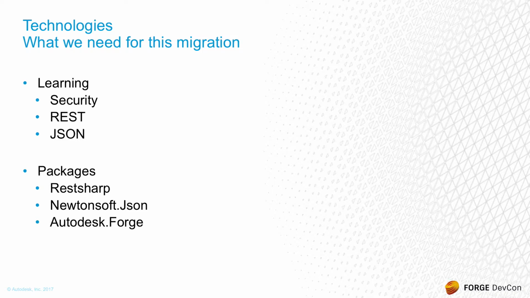REST is a common concept. It's basically a protocol used to transfer data from server to client and server to server. And JSON is basically the data format used to transfer that data. For cloud applications, we are most likely going to use RestSharp, which is a .NET implementation for REST, Newtonsoft JSON, which is a library to handle JSON objects, and of course, Autodesk Forge, which is a library used to call the Autodesk Forge APIs.